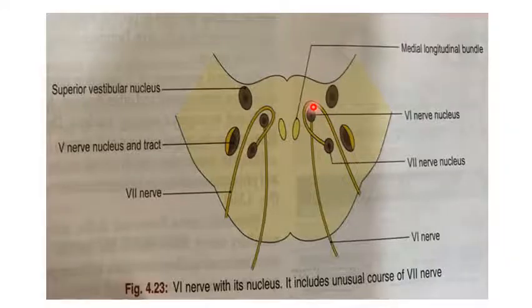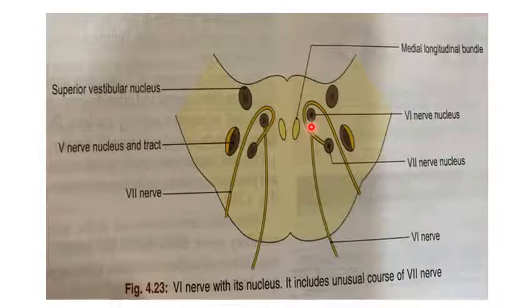Now, this is the nucleus of the sixth cranial nerve, which is present at the lower part of the pons. Okay, this nucleus is surrounded by the motor fibers of the seventh nerve, which form the internal genu of the seventh nerve, and this elevation is known as the facial colliculus. This is the facial colliculus. That's why the sixth nerve lies beneath the facial colliculus of the pons.